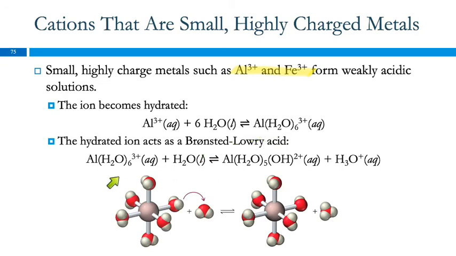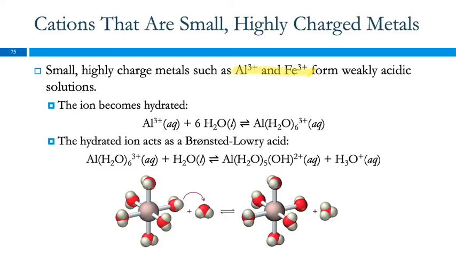When that happens, that thing can act as a Bronsted-Lowry acid and donate a hydrogen to a water molecule, and so one of these is going to lose its hydrogen ion and the others don't. So here we have the metal ion and the 6 water molecules. One of these hydrogen ions can get donated to this water molecule. That makes a hydronium ion.